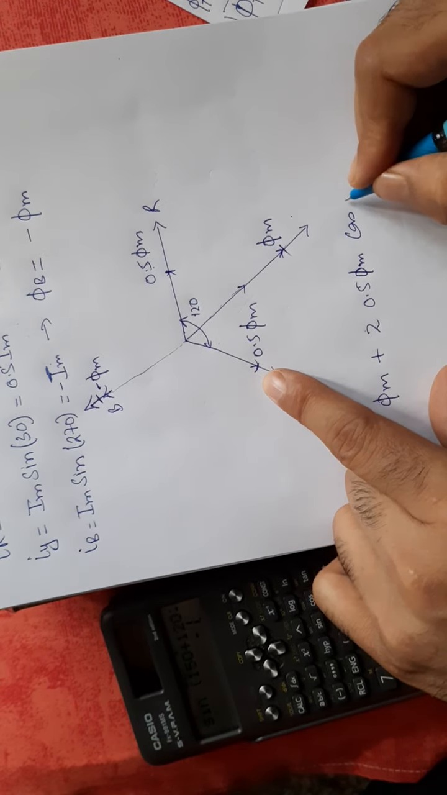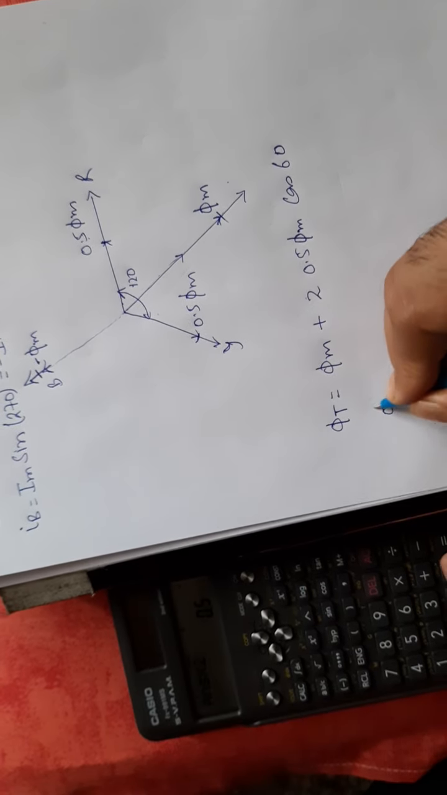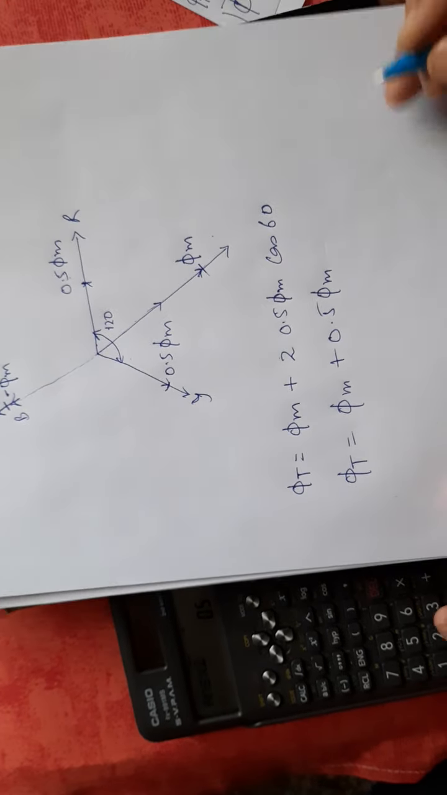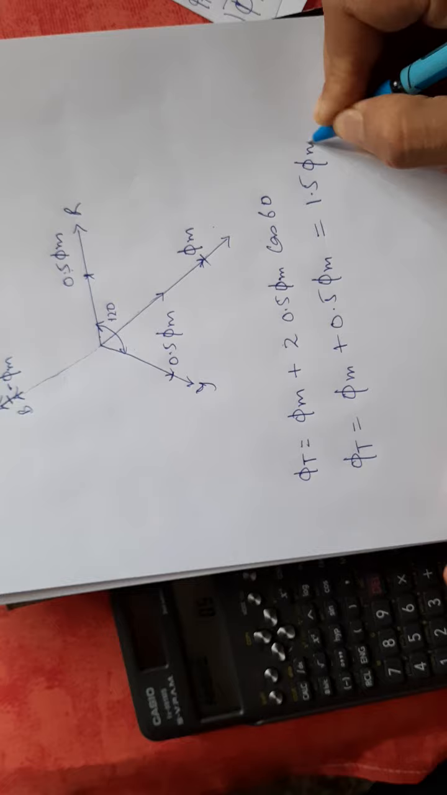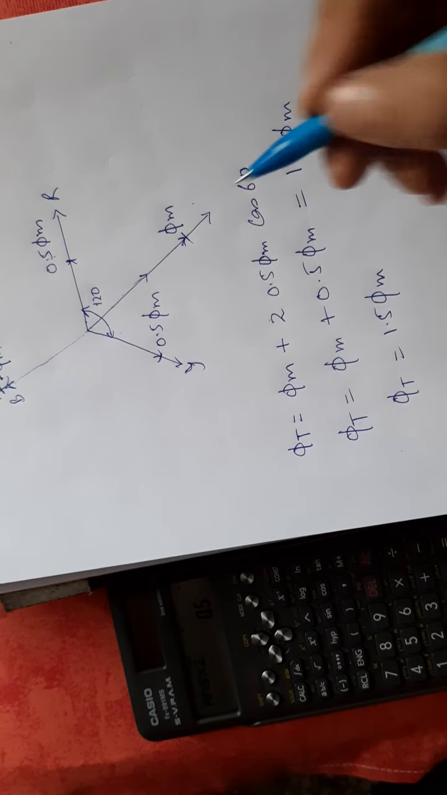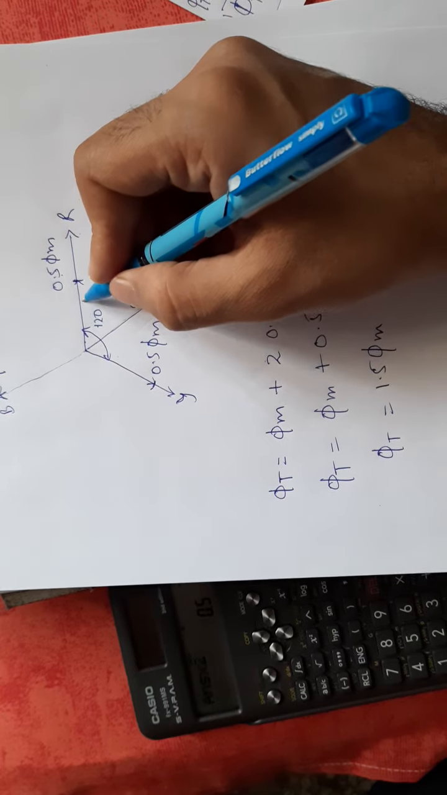Cos 60 is 0.5, so 2 times 0.5 times 0.5 gives 0.5. So I will get phi total equal to phi max plus 0.5 phi max, which is 1.5 phi max. This is 0.5 phi max, this is phi max, so phi total will be somewhere here. I am saying this will be my phi total. So what is the angle which phi total is making with respect to R? It is 60 degrees here.